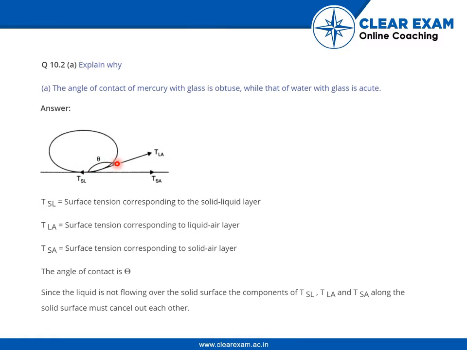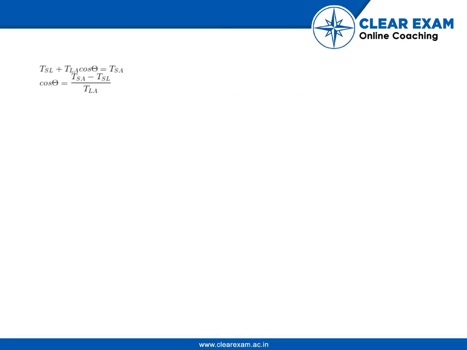Since the liquid is not flowing over the solid surface, the components of TSL, TLA, and TSA along the solid surface must cancel out each other. For that reason, we get this particular equation, which says TSL plus TLA cos theta equals TSA. So from here we can get the value of cos theta, which is TSA minus TSL divided by TLA.